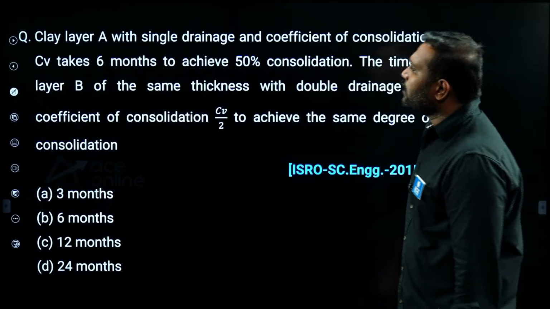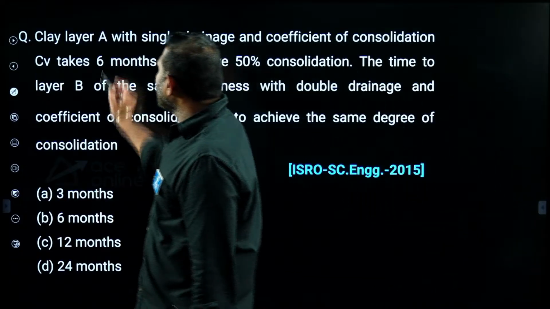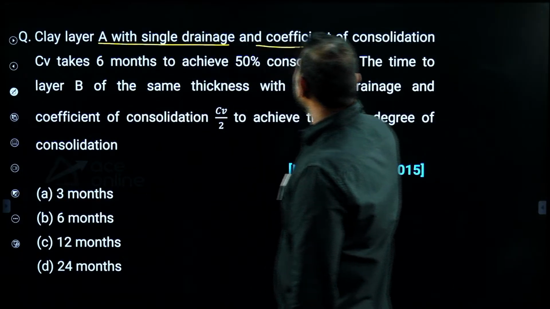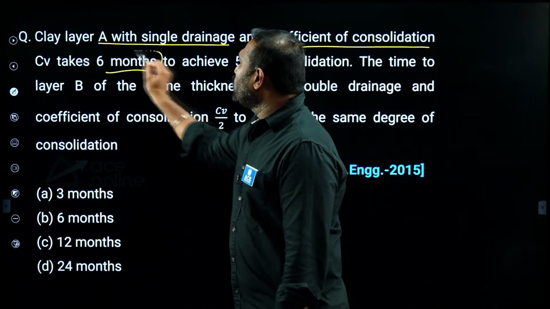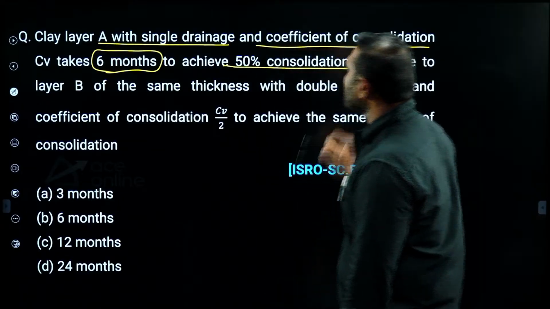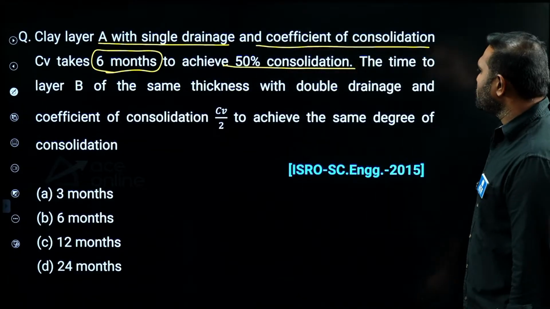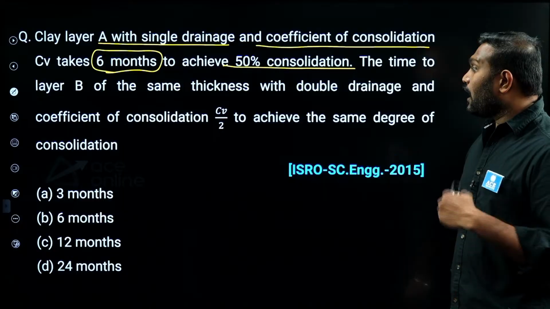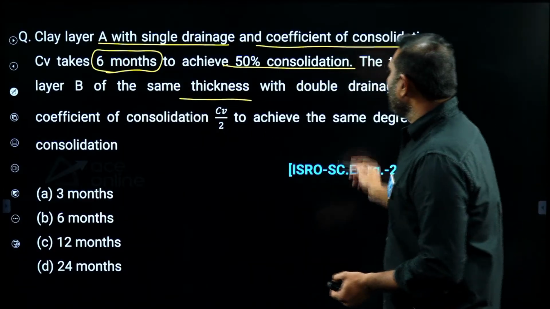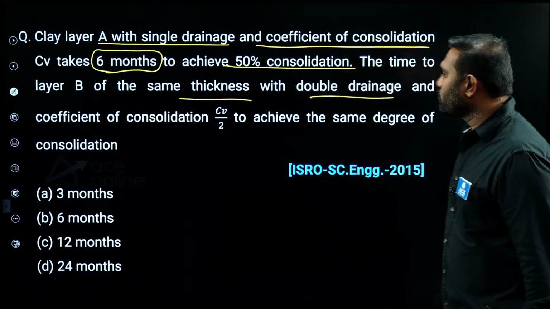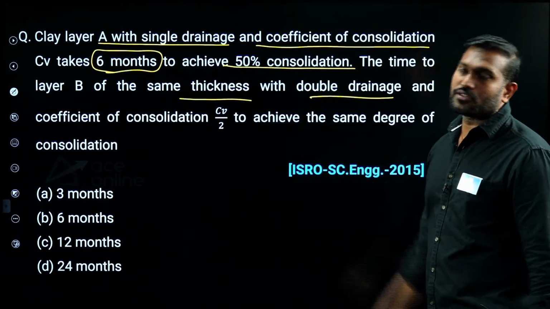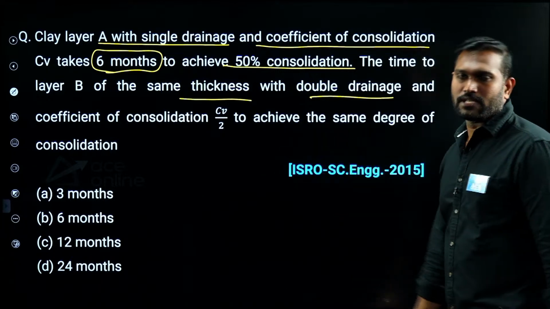Okay. Now you see this question. Clay layer A with a single drainage and coefficient of consolidation CV takes 6 months to achieve 50% of consolidation. How much time? 6 months. The time for layer B of same thickness is same with the double drainage. So initially that is a single drainage, now it's a double drainage. And coefficient of consolidation is also changed to achieve the same degree of consolidation.